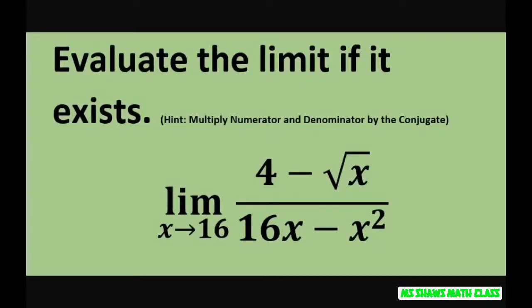Everyone, we're going to evaluate the limit if it exists. And for this problem, if you plug in 16 in both of those, you will get 0 on the denominator. So what we're going to do to rearrange this equation so we can find the limit is to multiply the numerator and the denominator by the conjugate.